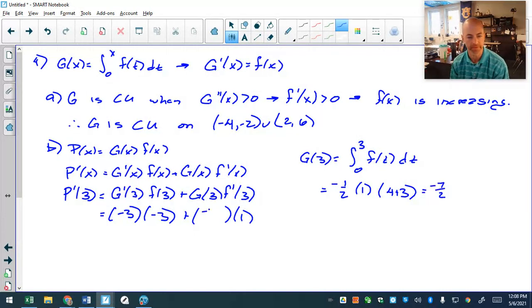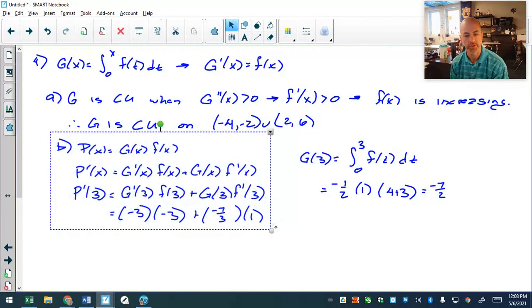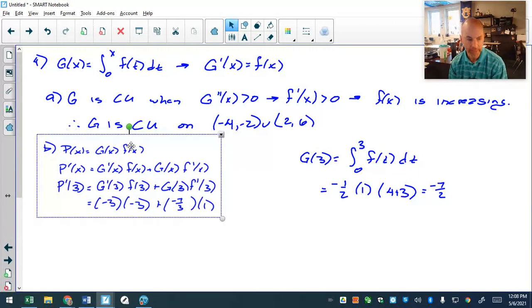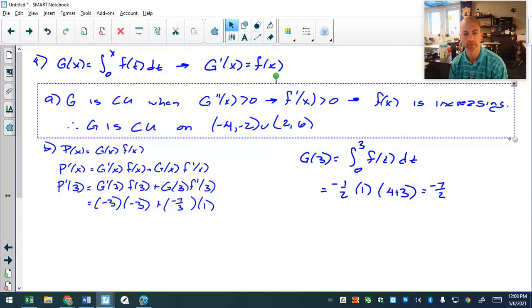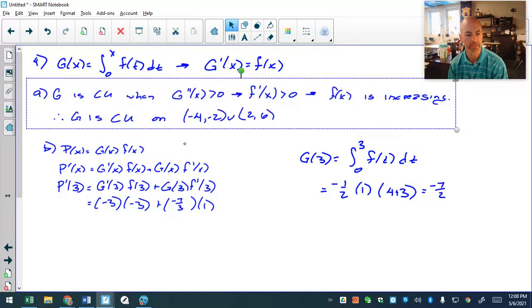So there is my g of 3, and I will stop right there because I'm looking at the question. They did not ask you to interpret the answer. They didn't ask, is P increasing or decreasing or anything like that. So there's no need to determine whether that gives you a positive or a negative result or anything like that.